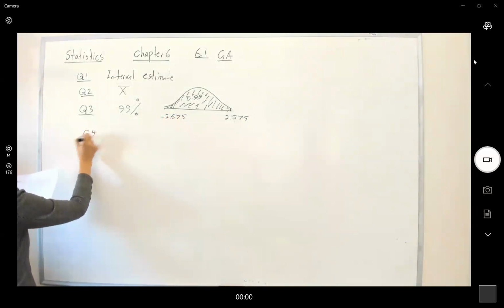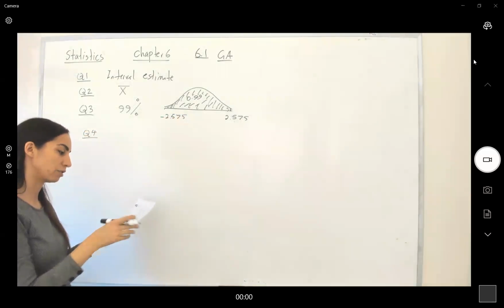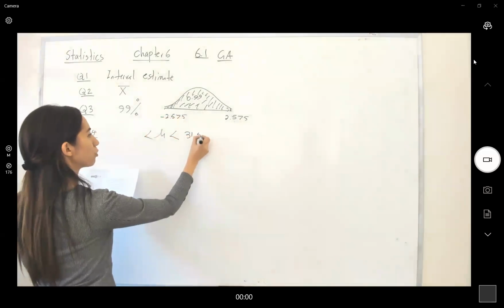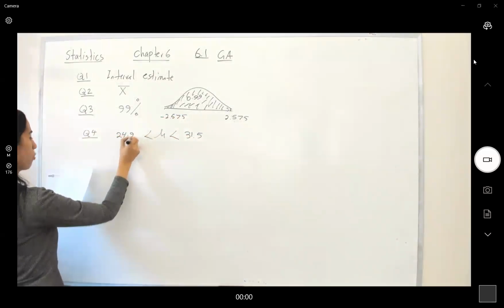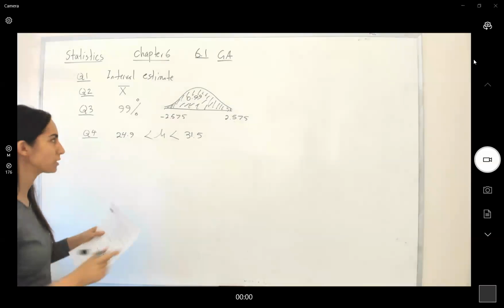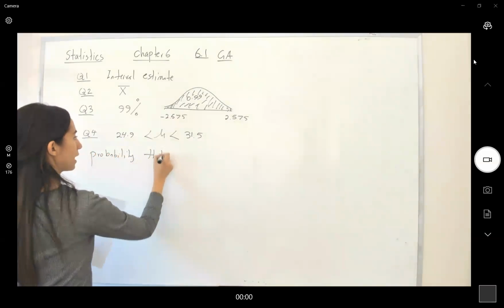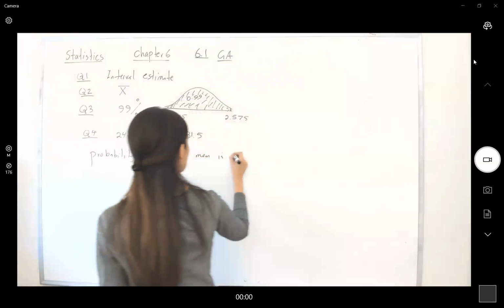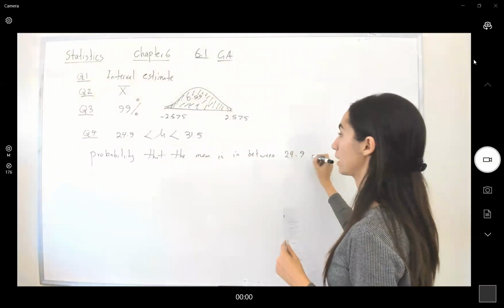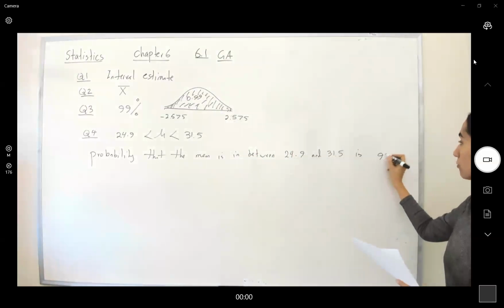Question four. You constructed a 95% confidence interval for the population mean using a random sample. The confidence interval is mu, which is in between 24.9 and 31.5. Question says, is the probability that the mean is in the interval 95%? Is it the probability that the mean is in between 24.9 and 31.5? So is this probability equal to 95%?